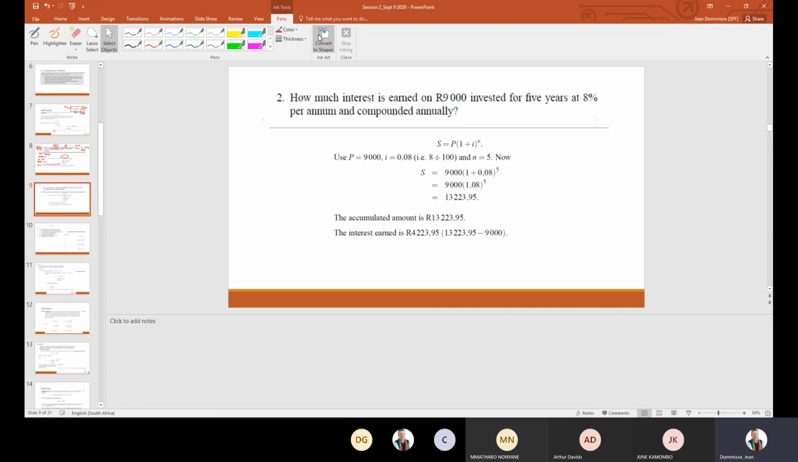Okay, so how much interest is earned? So I think this one is important. Interest earned, we don't normally have an interest earned on your calculator. So that's the first point. On 9,000 Rand invested for 5 years. So we have a present value of 9,000.